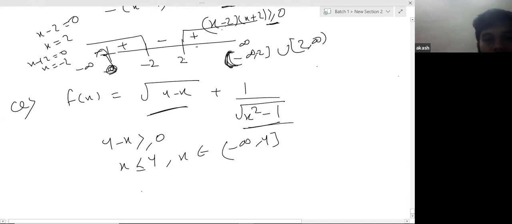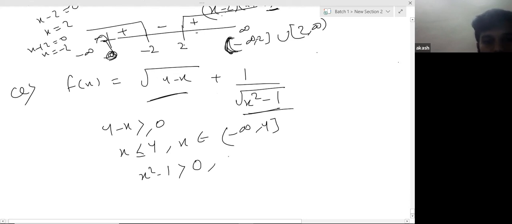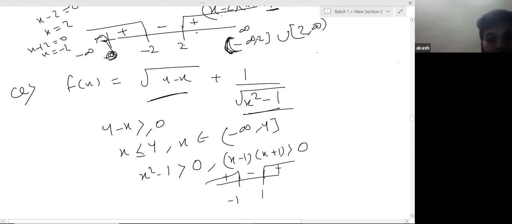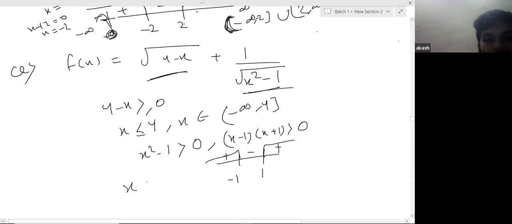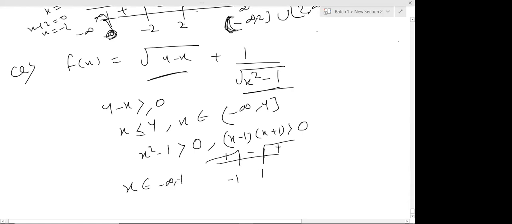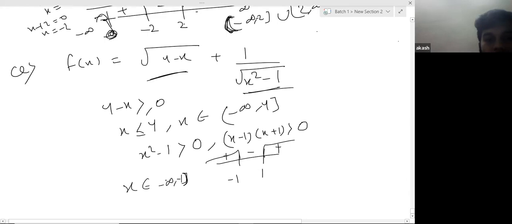The second part says x square minus 1 should be strictly greater than 0. So x minus 1 into x plus 1 strictly greater than 0, means minus 1, 1, plus, minus, plus. So this and this, right? Yes, sir. Minus infinity to minus 1, sorry, open brackets on all the sides, 1 to infinity, open brackets.